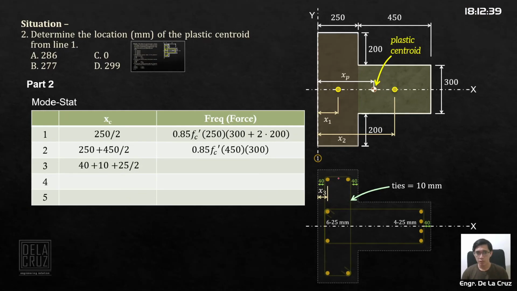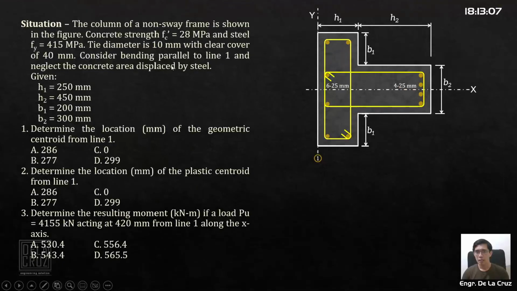Now, ano yung force na kinontribute ng apat na area na yan? So, area times stress tayo. The area of these 4 bars is pi over 4 times 25 squared, then, 4 times 4. Then, yung stress natin is the Fy for steel. By the way, Fy yung gagamitin natin dito, kasi sinabi niya sa problem na neglect the concrete area displaced by steel.